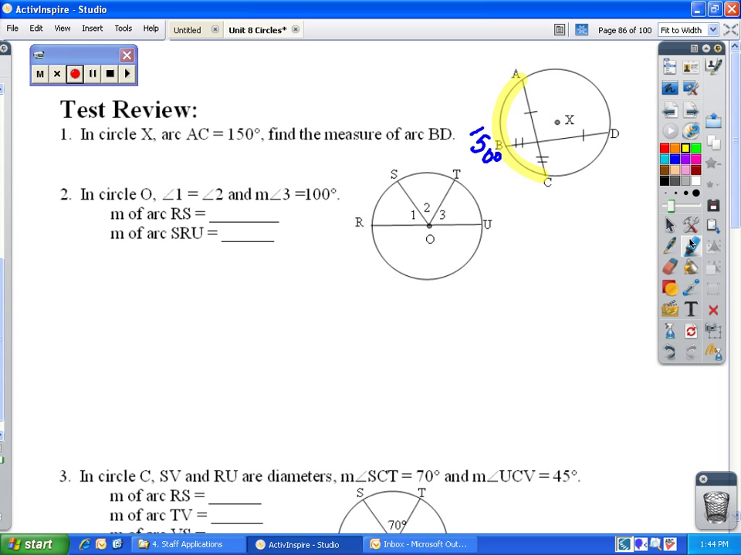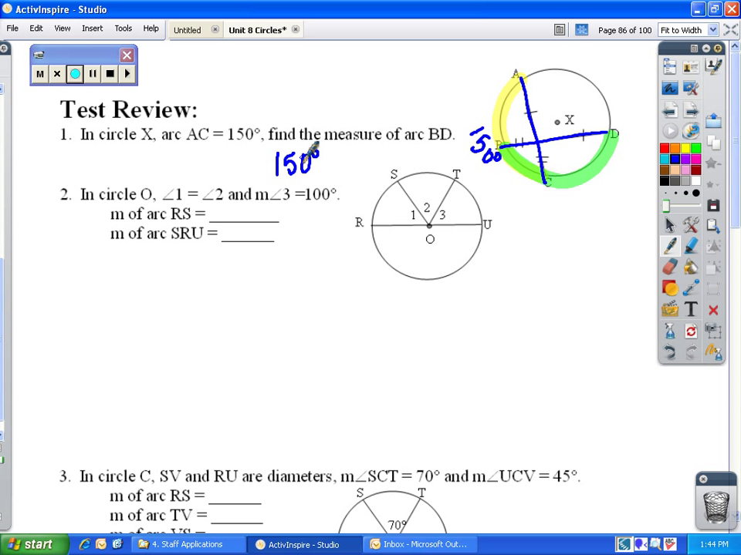Okay, so let's look at this. From B all the way around to D, they overlap. But more importantly, AC, the chord, is actually congruent to BD, the chord. And if the chords are congruent, it means so are their arcs. So arc BD is 150 degrees.